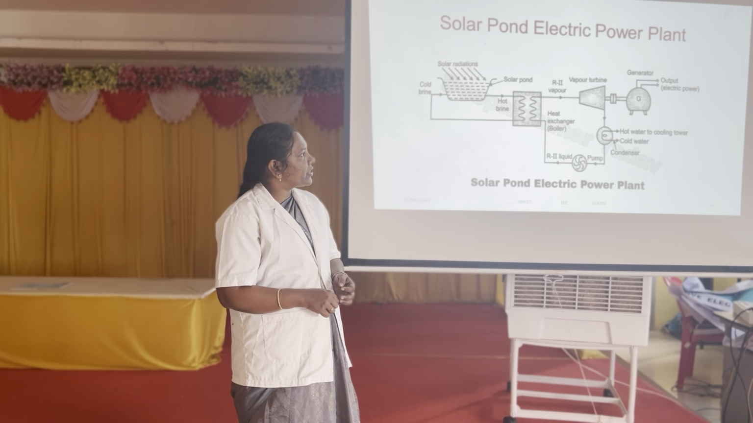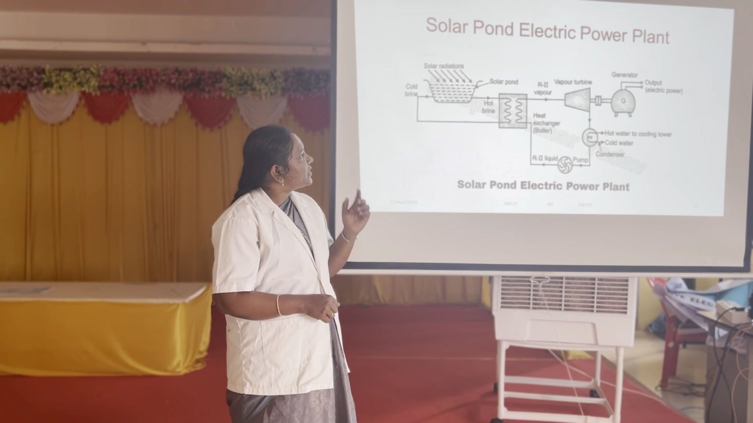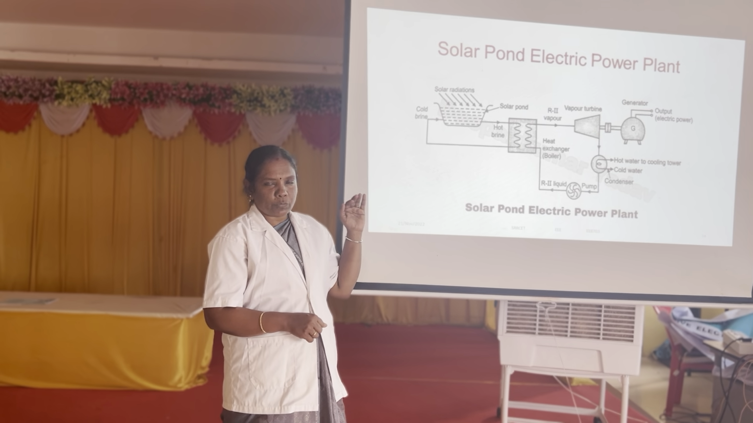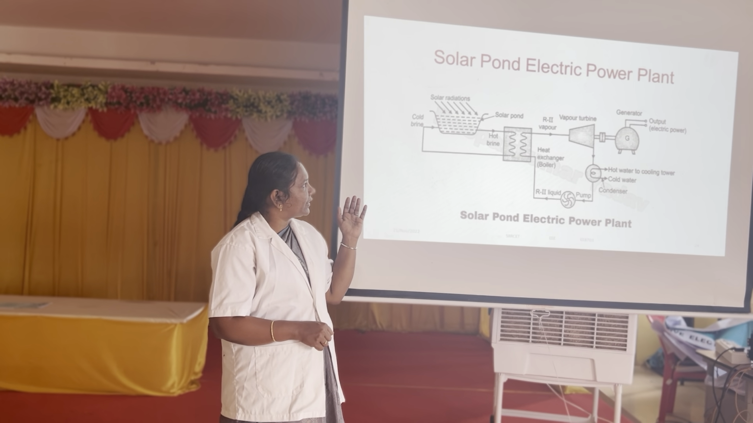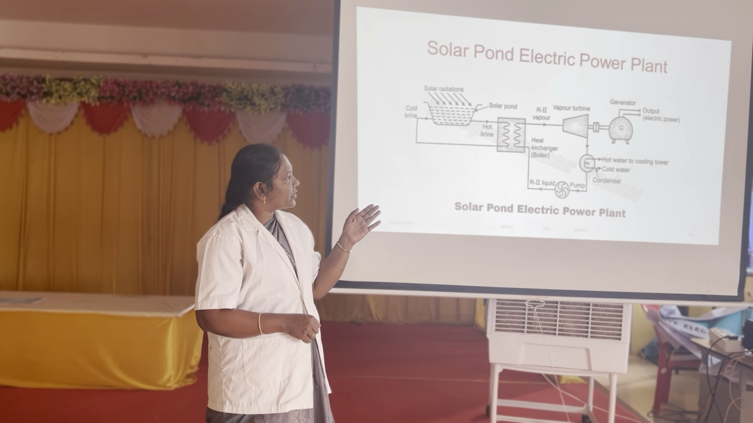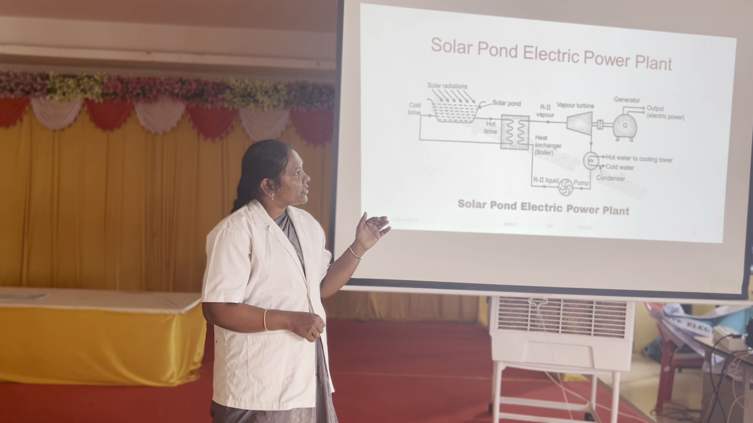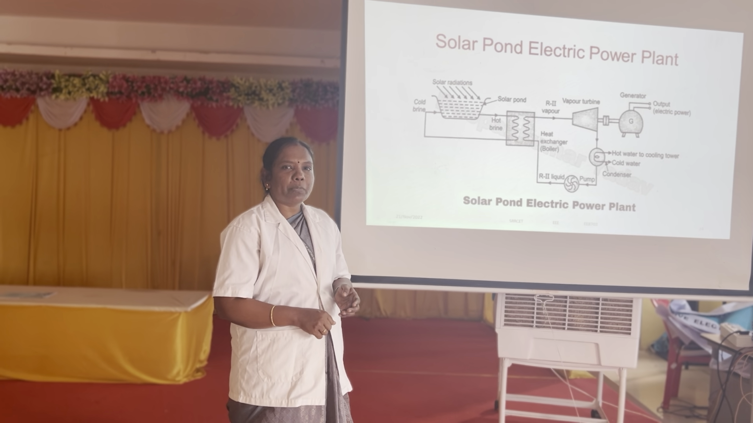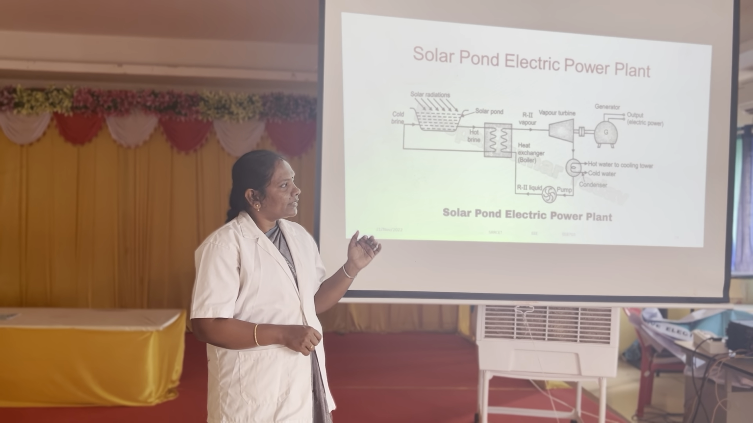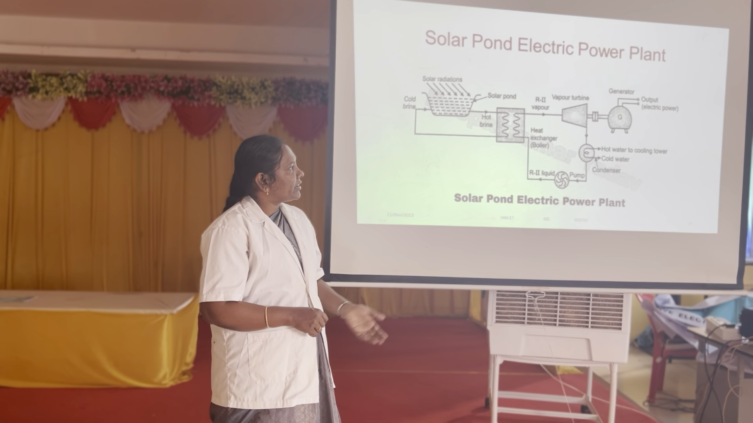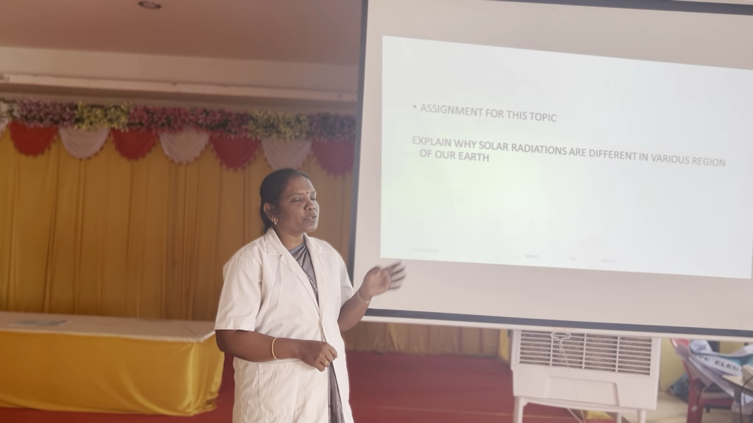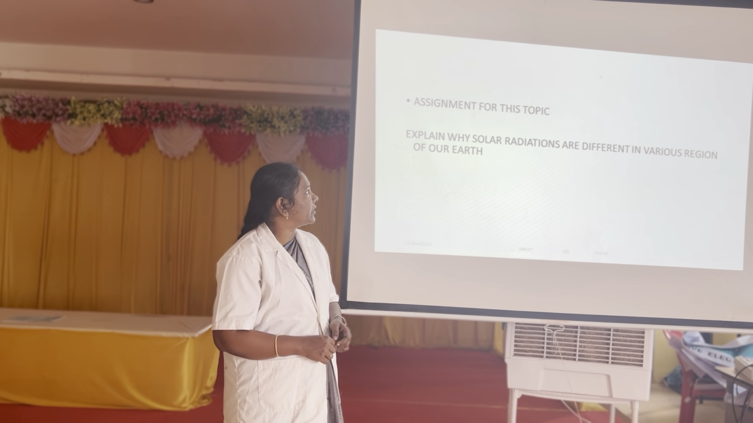This is power generation with the help of solar pond power plant. Solar radiations received in the solar pond is collected. The hot brine and cold brine, hot water and cold water, are both collected in the solar pond. The hot water is converted into electrical power generation. The cold water after condensation, what we use in conventional thermal power plant, the same procedure is carried out here also. The cold water, what we collected after condensation, is recycled. This is the overall explanation for solar pond power generation.